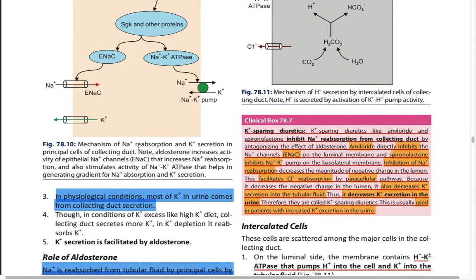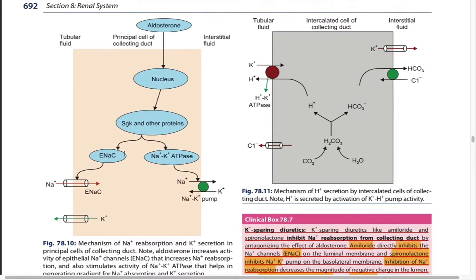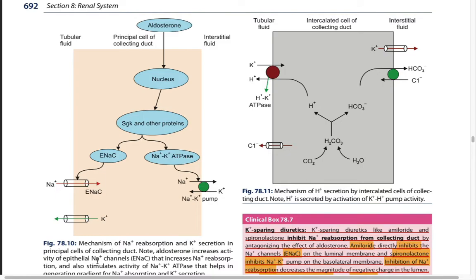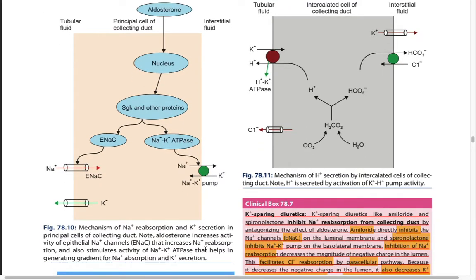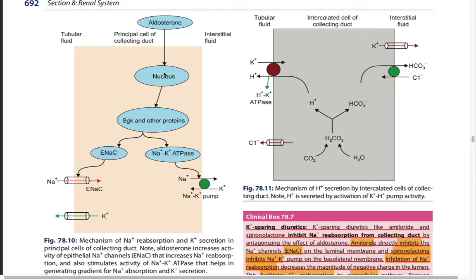Now, the mechanism of the sodium reabsorption and the K+ secretion in the principal cell of the collecting duct can be seen over here. The aldosterone increases the activity of the epithelial sodium channel, that is ENaC, that increases the sodium reabsorption and stimulates the activity of Na+ K+ ATPase that helps in generating gradient for the Na+ absorption and K+ secretion, which can be seen over here.